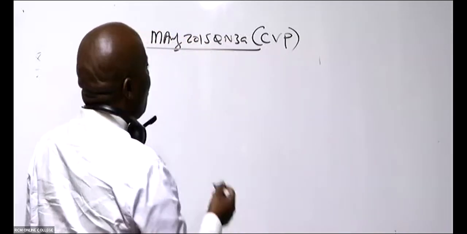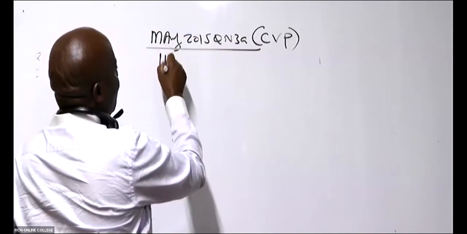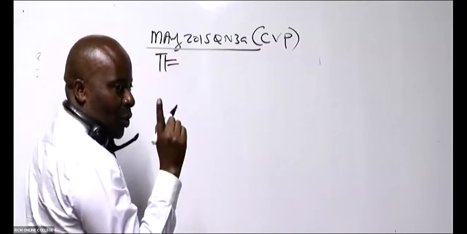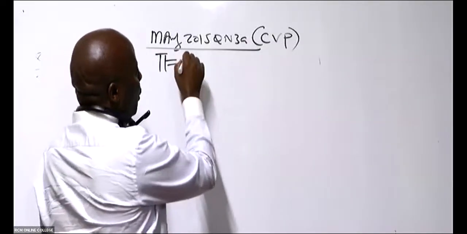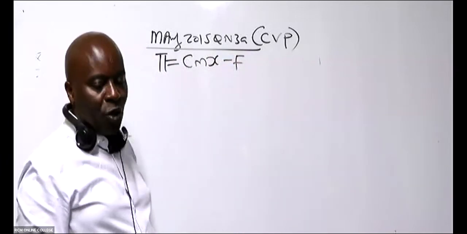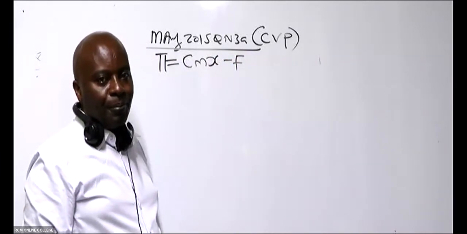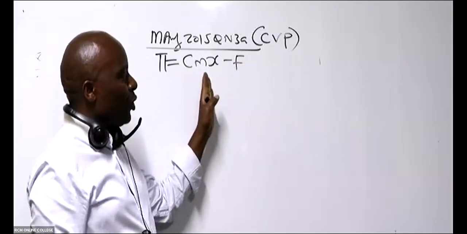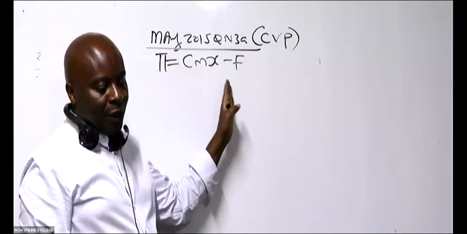When we plan for profit, we said in our last class that we must always remember our profit equation, where profit will always be equal to CM times X minus what here? Minus fixed cost. So profit is total contribution minus the fixed cost of the organization.